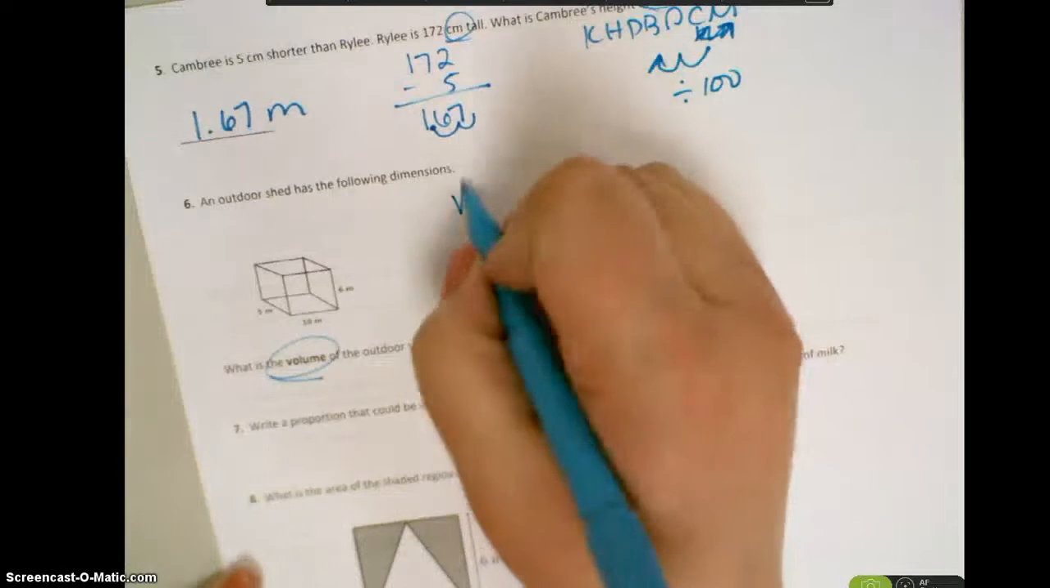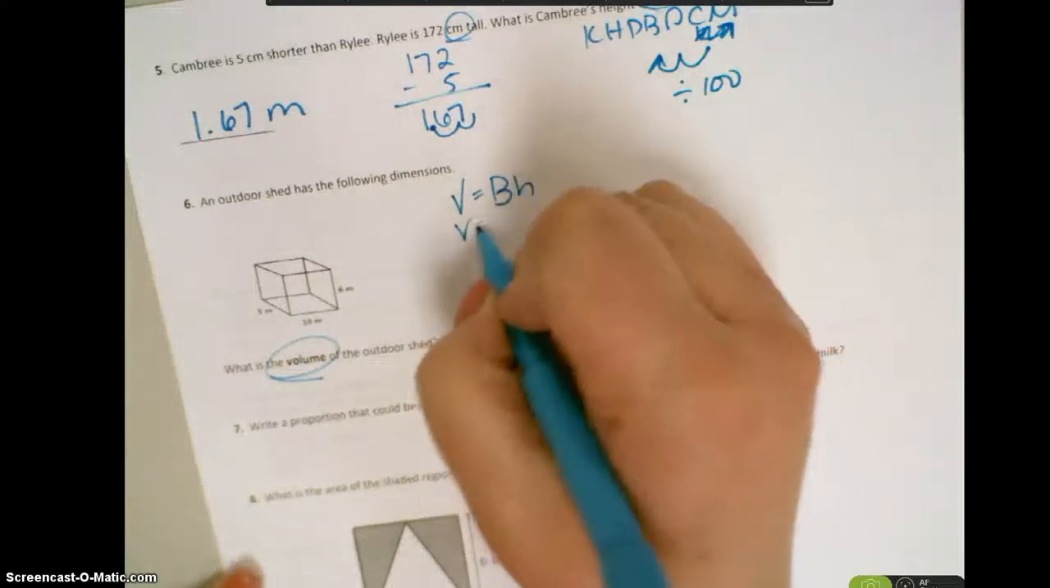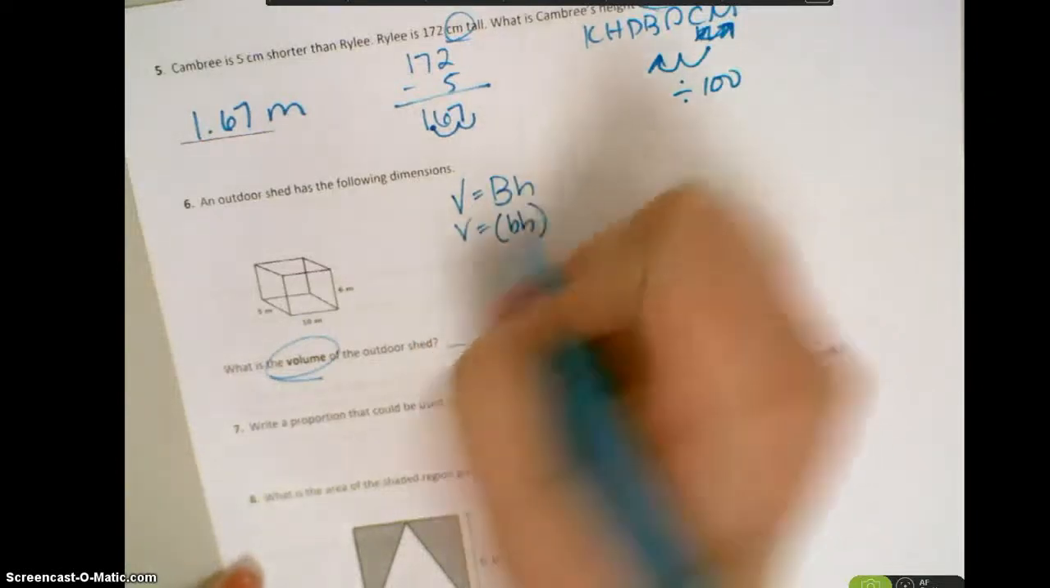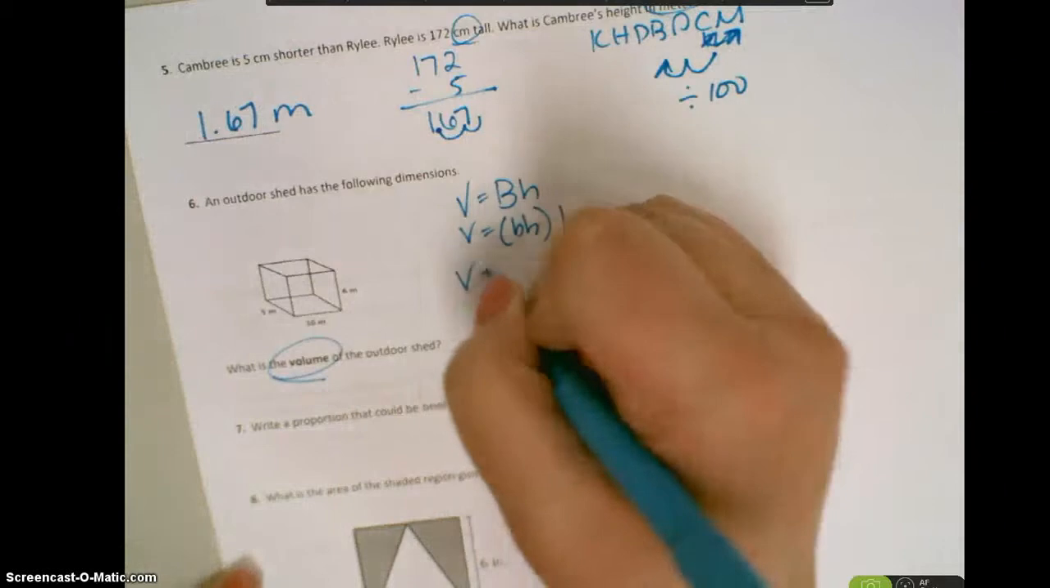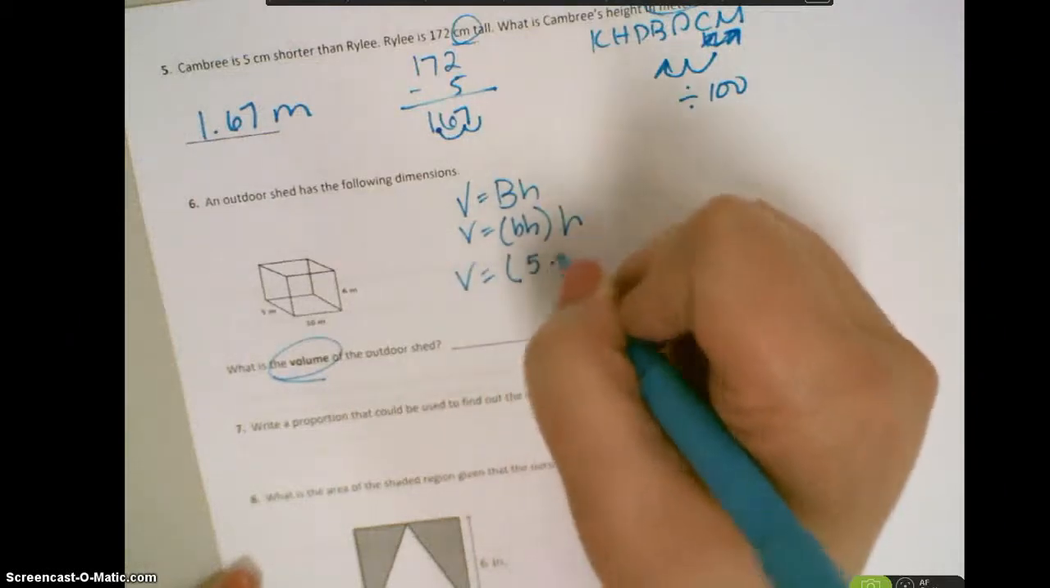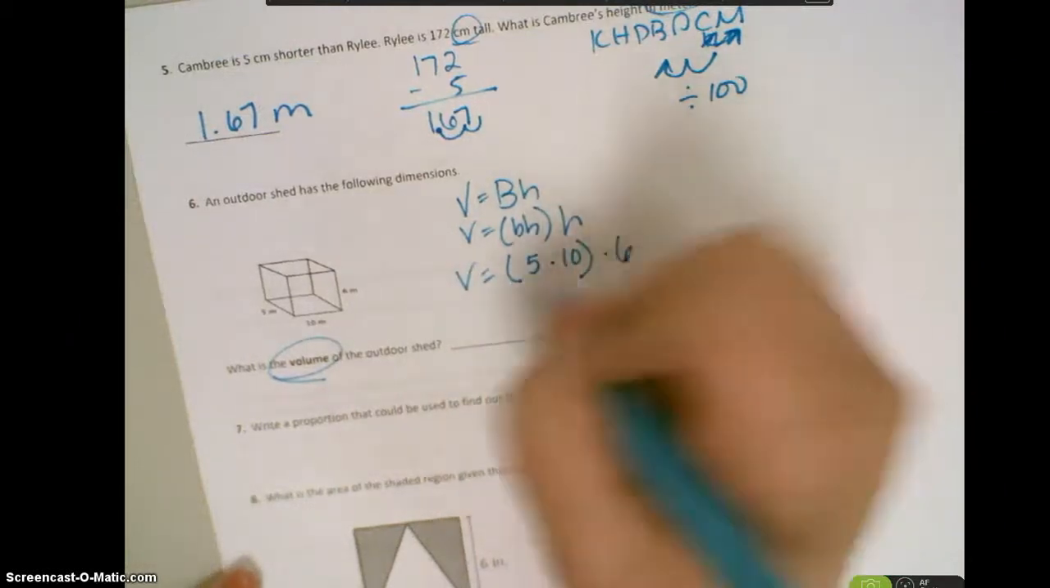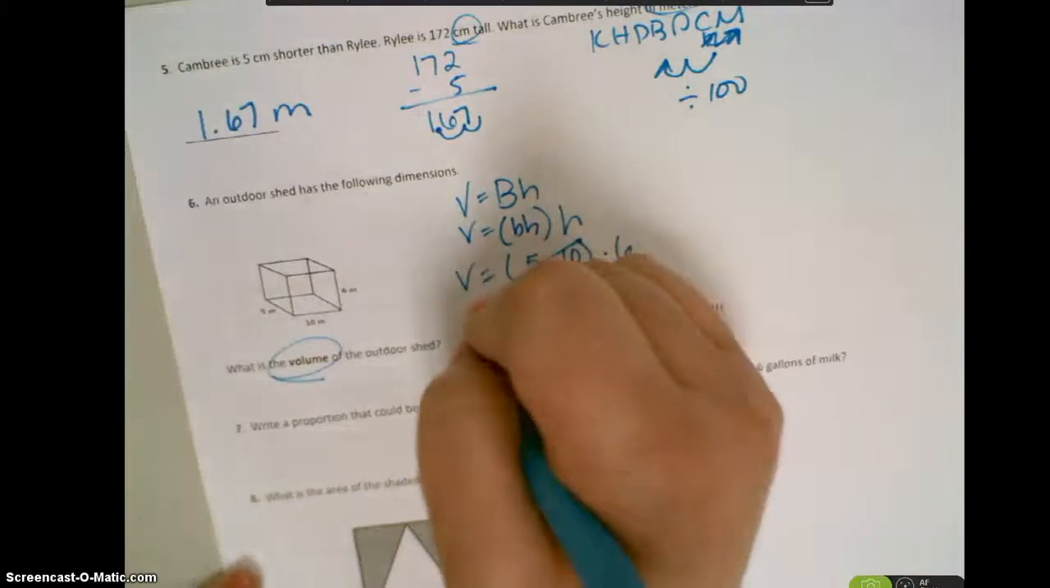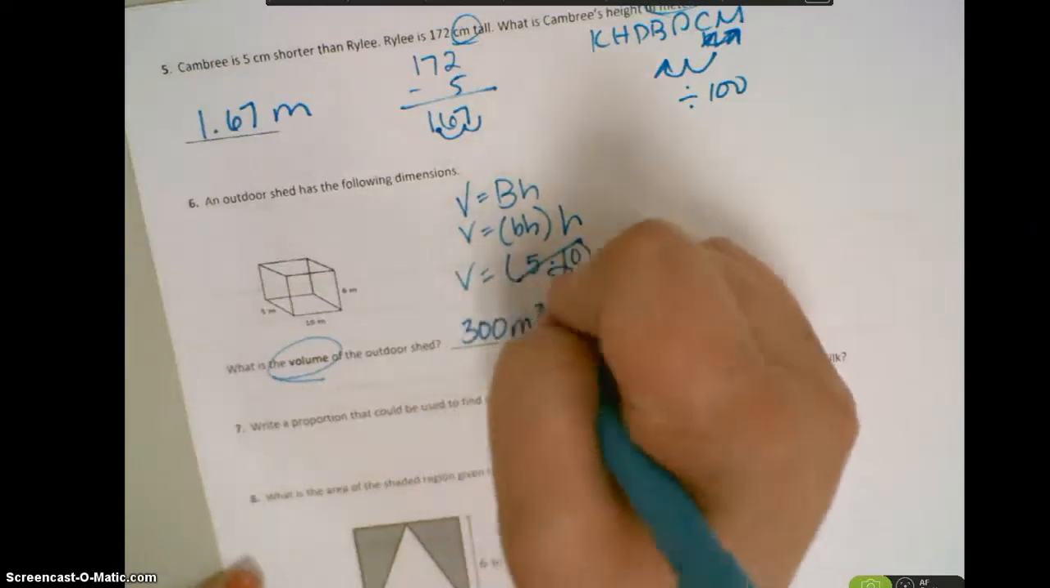An outdoor shed has the following dimensions. What is the volume? Volume is equal to the area of the base times the height. Area of the base, since it's a rectangle, will be base times height times height. So it's going to be 5 times 10 times 6. This is 50. And 50 times 6 is 300 meters cubed.